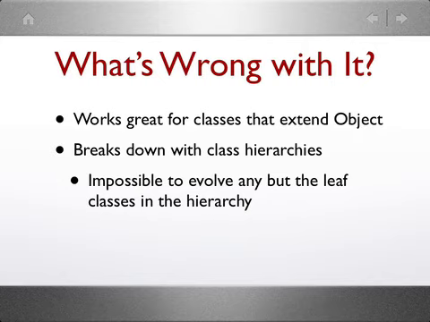So what's wrong with it? Well, for the most part, it works really well if you have a flat object hierarchy. If your class extends Object, Evolvable works just fine. It works perfectly. The problem is that it breaks down with class hierarchies, and the reason for that is it becomes impossible to evolve anything but the leaf classes in the hierarchy. If you try to add attributes to classes at the root of the hierarchy or any intermediate classes, you run into problems, because now you're trying to add something into the middle of the POF stream. It's not going to be read as future data. It's not going to be preserved if you try to marshal the class across versions.